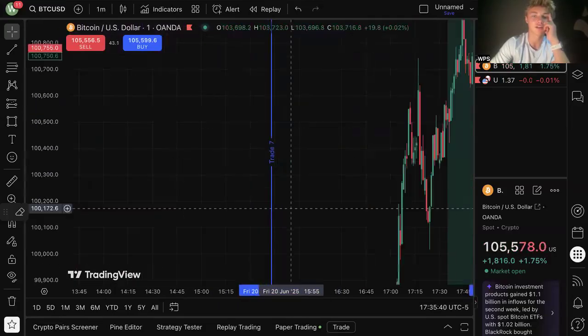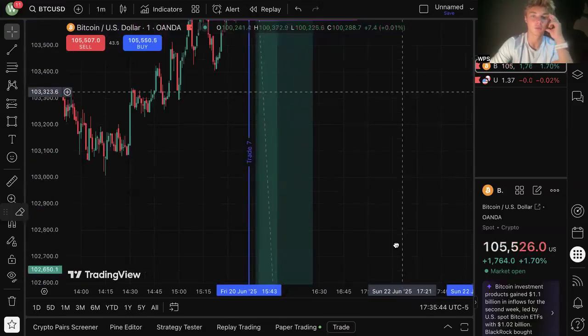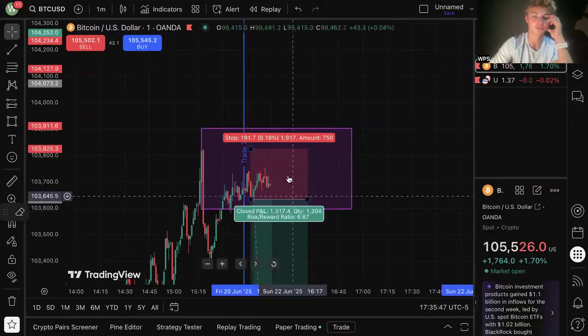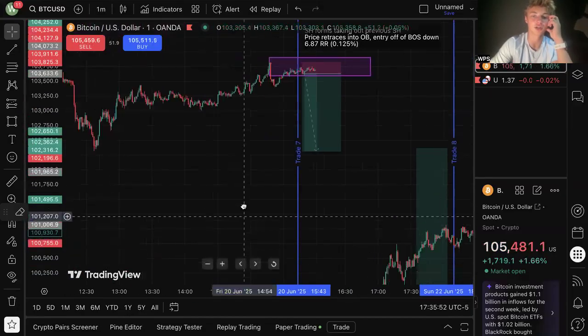So I would try to find if there was a candle. Surely there'd be one or two red candles in between this that I could enter off of, and then this would be up to a 7 RR trade.